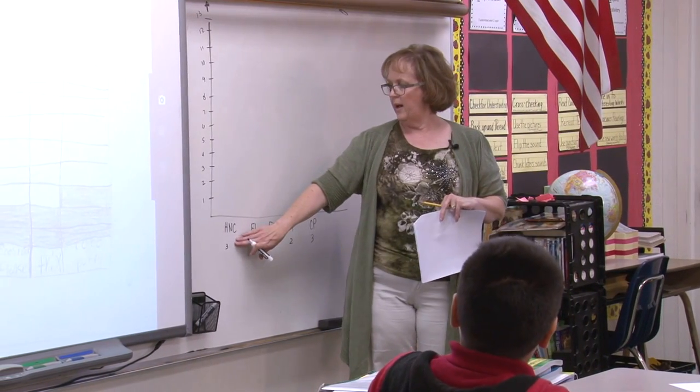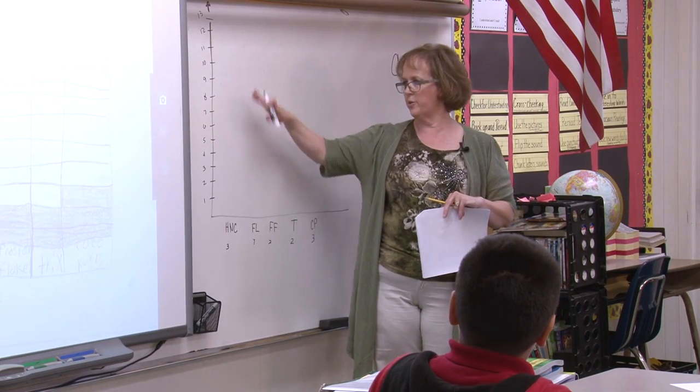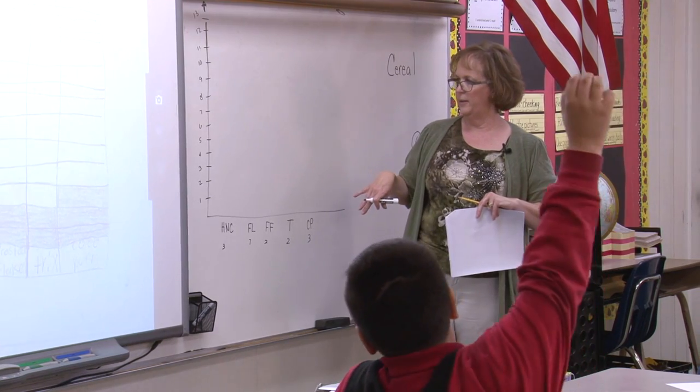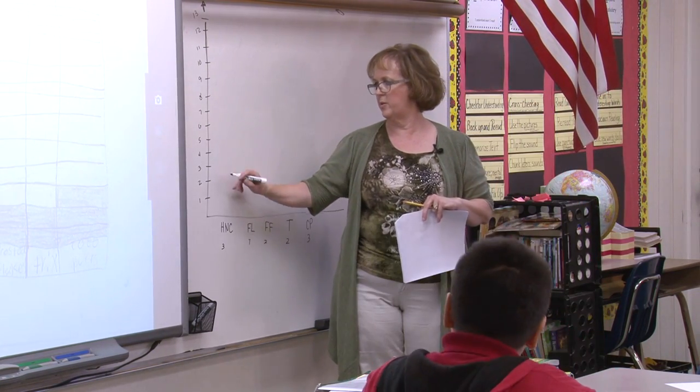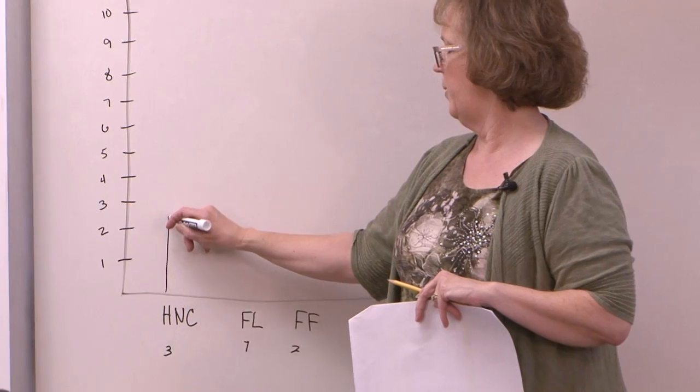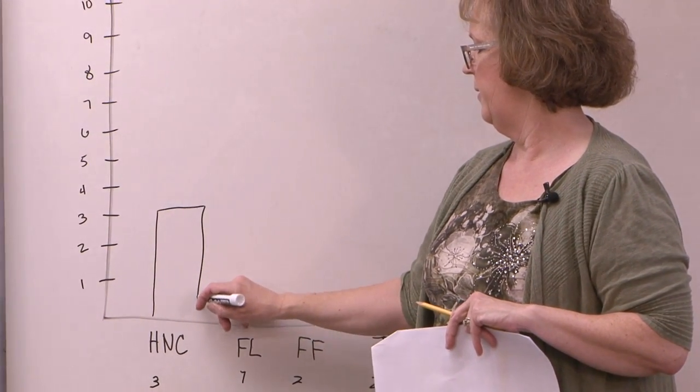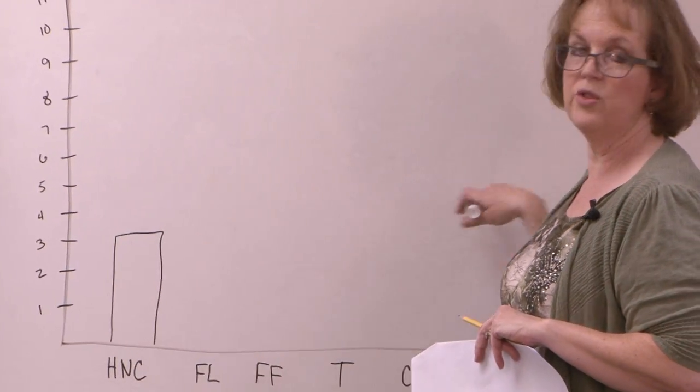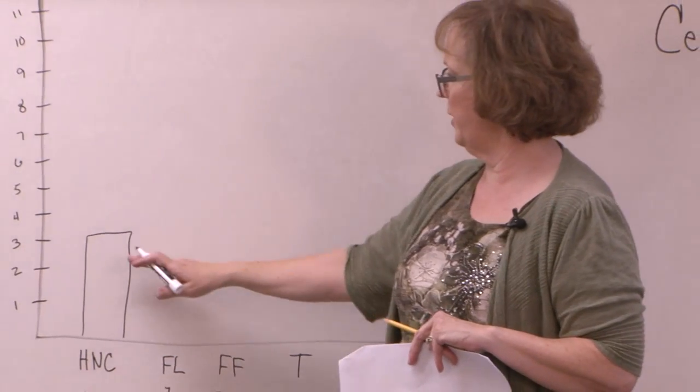So, Honey Nut Cheerios has three. How am I going to show three on my bar, on my graph? You shade it in all the way to three. Good. I'm going to do it all the way to three. So, go up to my three. I can either shade it. I haven't drawn lines like Umberto did, but I can still bring it up to the three.